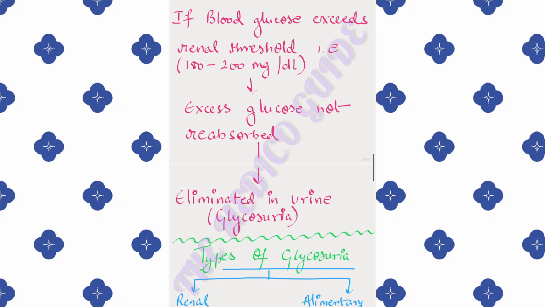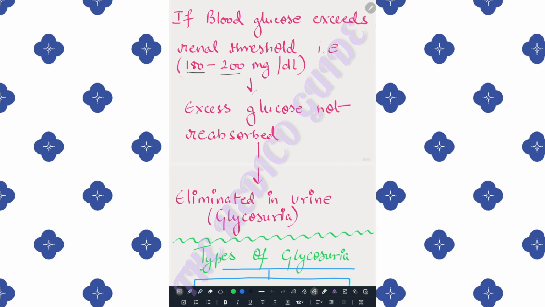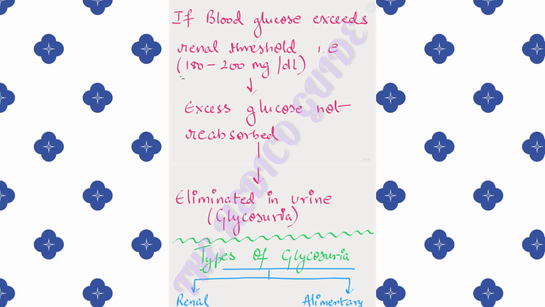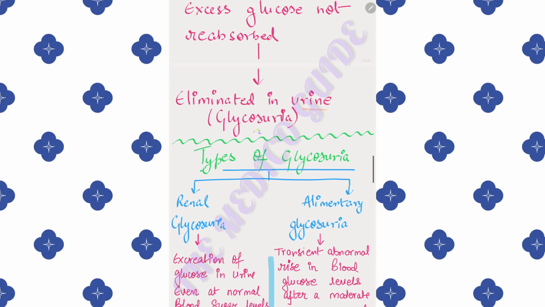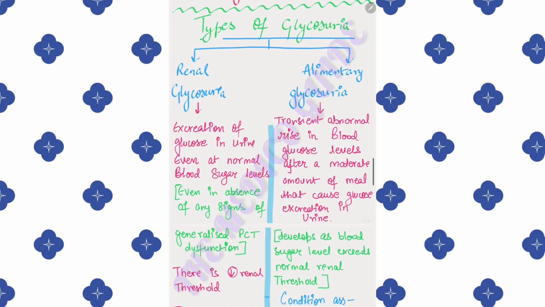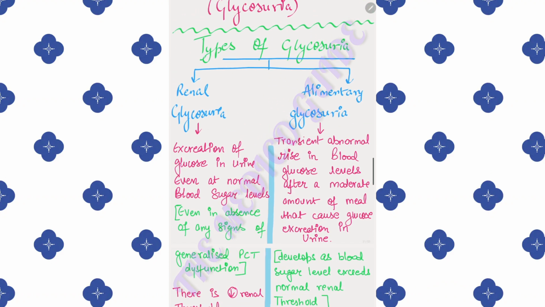Now if the blood glucose exceeds the renal threshold, as I just said, and it is more than 180, or about 180 to 200, then the excess glucose is not reabsorbed by the renal system. It is eliminated in the urine. It is known as glycosuria. Now this is a very important thing which is not usually understood by students. There are two types of glycosuria: one is renal glycosuria and the second is alimentary glycosuria.